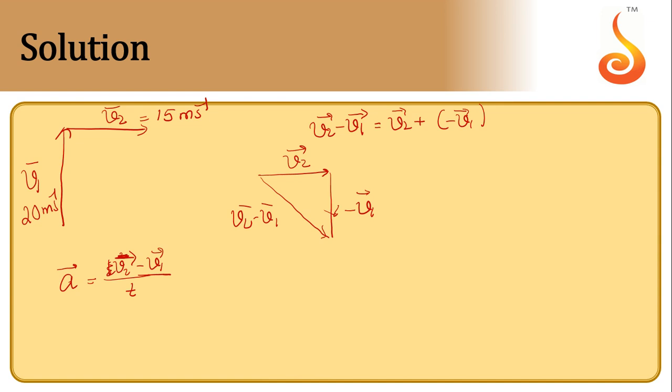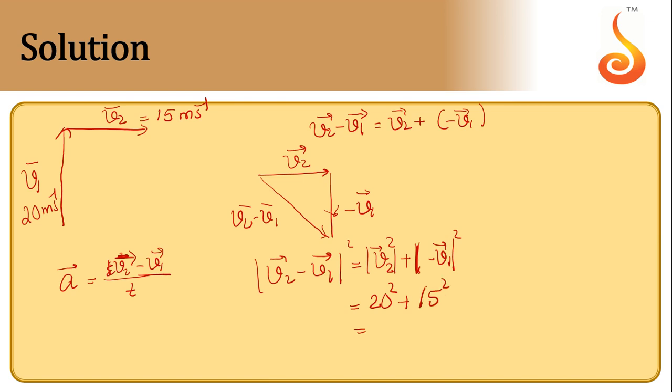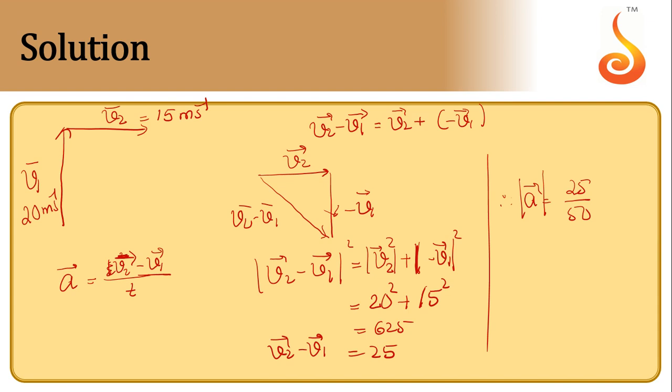Thus, from this, the magnitude of v2 minus v1 squared is equal to v2 squared plus minus v1 squared. This is 20 squared and this is 15 squared in magnitude. So this is going to be 400 plus 225, which is 625. Or the magnitude of v2 minus v1 is the square root of this, which is 25. Thus, the average acceleration is 25 divided by the time taken, which is 50, or the magnitude of the average acceleration is 0.5 meter per second squared.